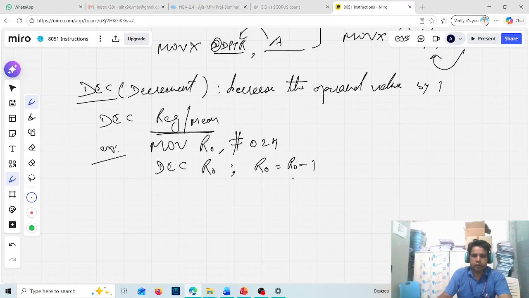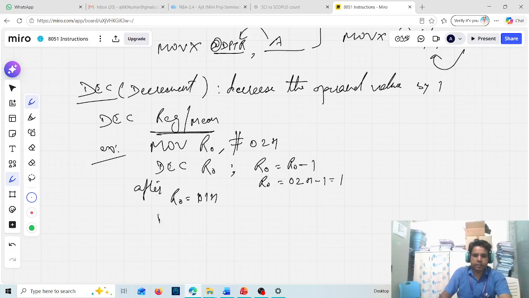So what is the previous value of R0? It is 02H. Subtracted by 1, your new value of R0 will become 01H. So after this instruction, the value of R0 will become 01H.